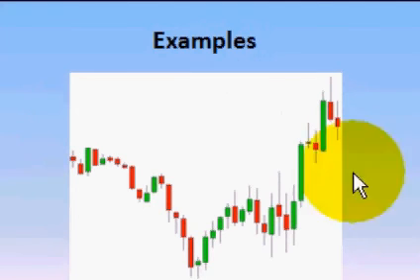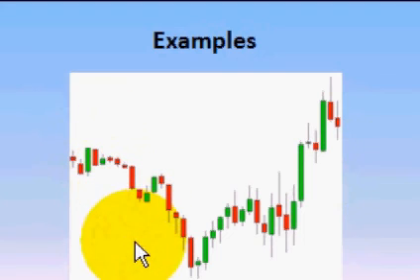The second example, a downtrend followed by a bullish reversal pattern being a morning star, and confirmation through trading above that morning star pattern leading to a great trade long.